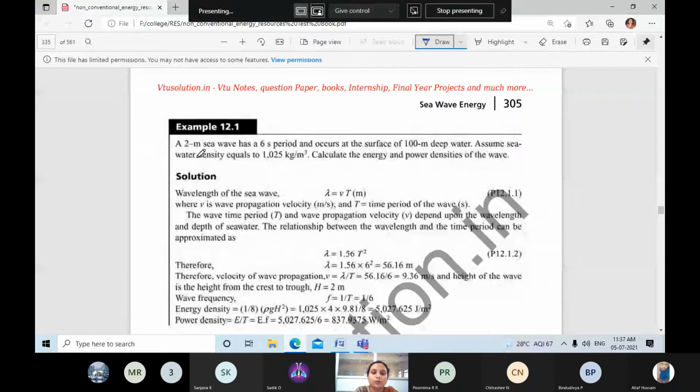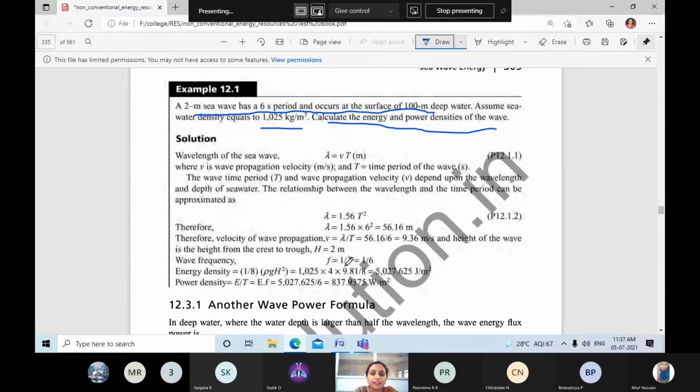Problem: a 2 meter sea wave has a 6 second period and occurs at the surface of 100-meter deep water. Assume water density equals 1025 kg per meter cube. Calculate the energy and power density of the wave. We need to find the power density and the energy density, and also the frequency. The time period is 6 seconds, so f is equal to 1 by 6.